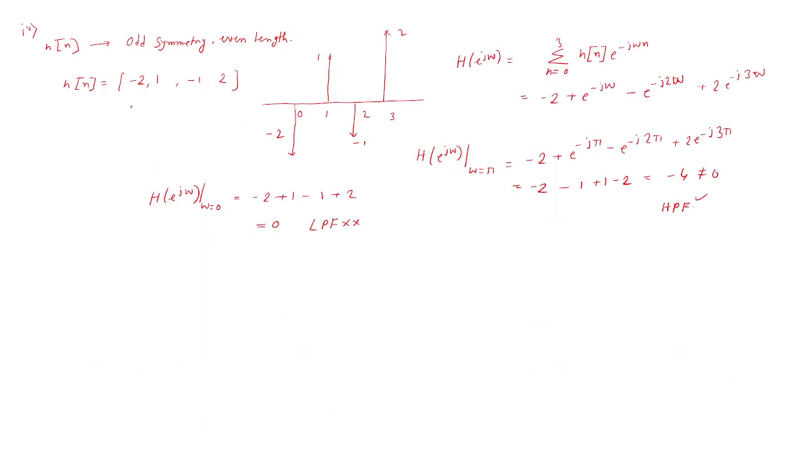The first one is, and the fourth one we see again that its response at low frequency, that is omega equal to 0, is 0. Therefore it satisfies the criteria of being not a low pass filter, but again its response at omega equal to pi is non-zero. Therefore it's a high pass filter. Therefore this also fails.